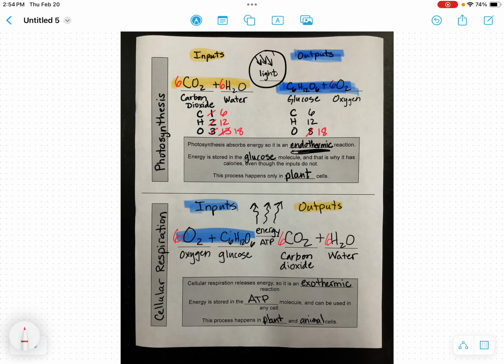All right, if you have followed along, you have now completed this page. You can get it stamped by me at lunch and then turned in, and you will be ready to go. All right, thanks for listening. Thanks for following along, and I'll see you guys tomorrow.